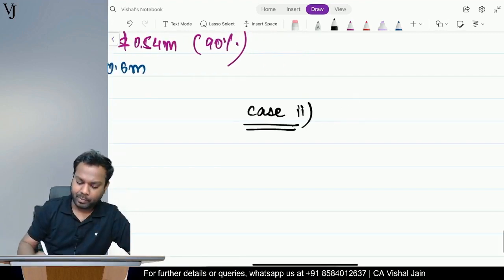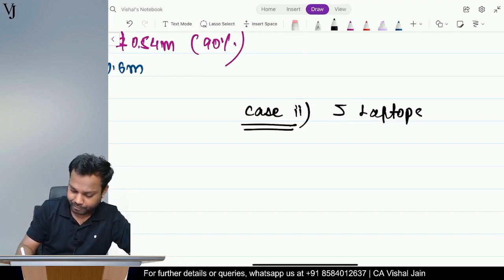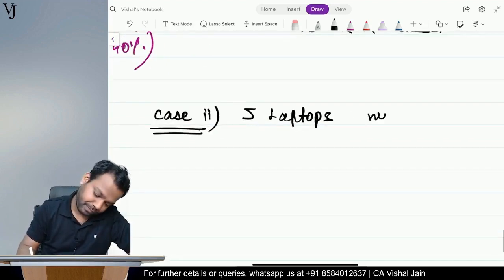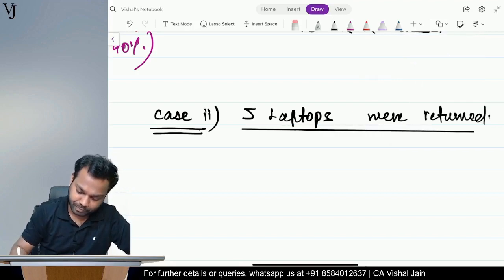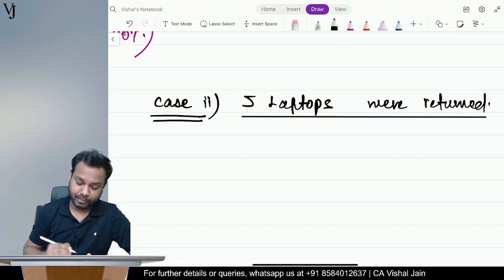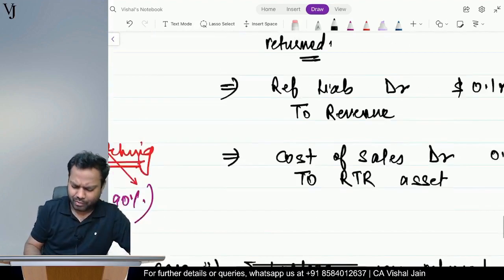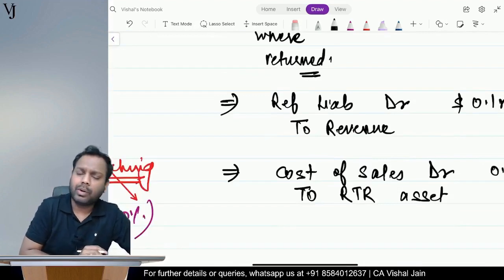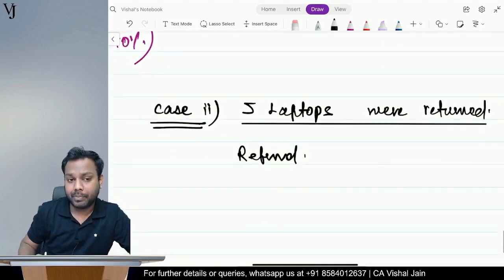By the expiry date, let's suppose 5 laptops were returned. Now, what will you do in that case? Refund liability is already booked. Tell me, we sold how many laptops? 100 laptops. We told that 10% of it will be returned, meaning 10 laptops will be returned. But only 5 laptops were returned. So, what will we do?